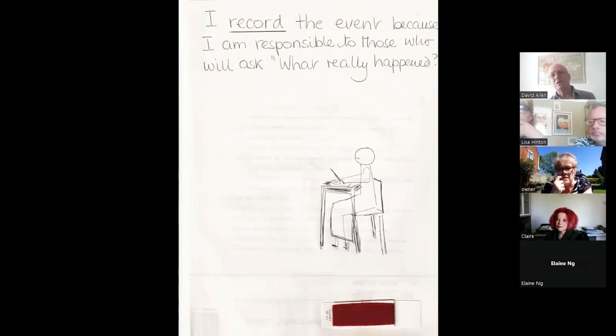The recorder, I record the event. I am responsible to those who will ask what really happened. So in this case, the recorder, her example, is a Roman consul who doesn't want a report sent back to Rome that doesn't look good. So the whole thing has to be cleared up because people will say, what really happened?